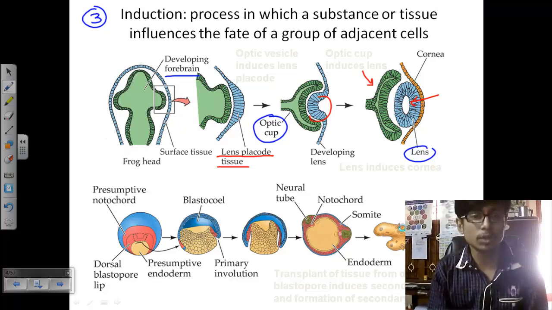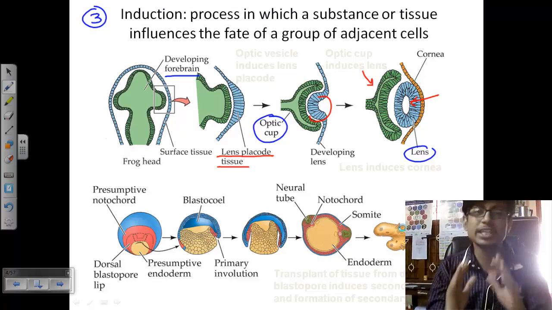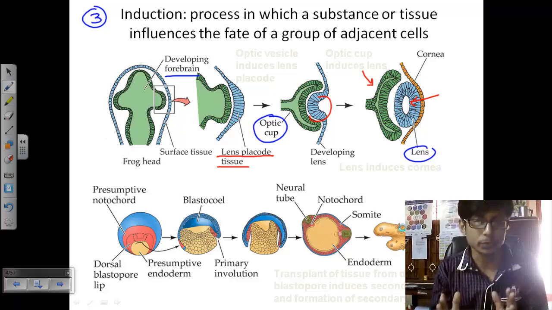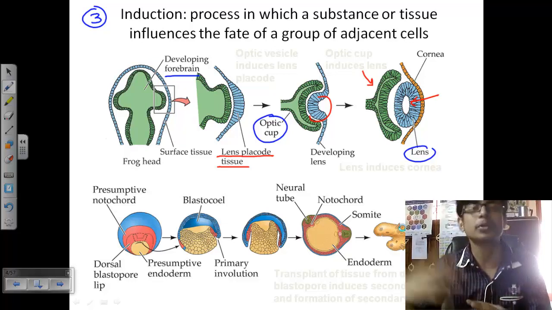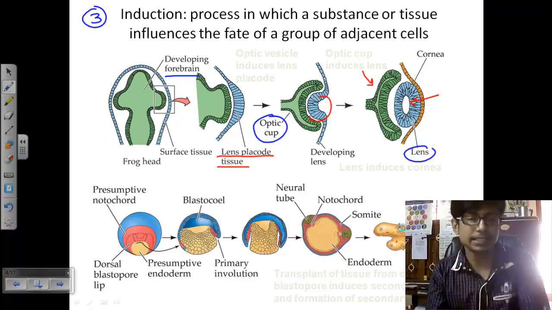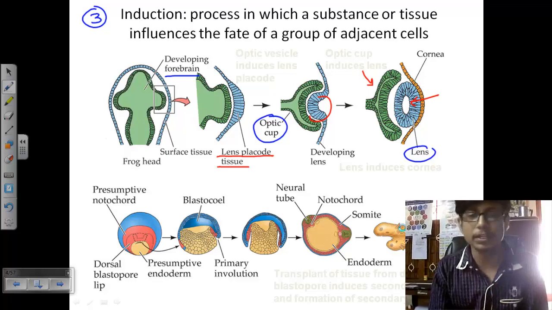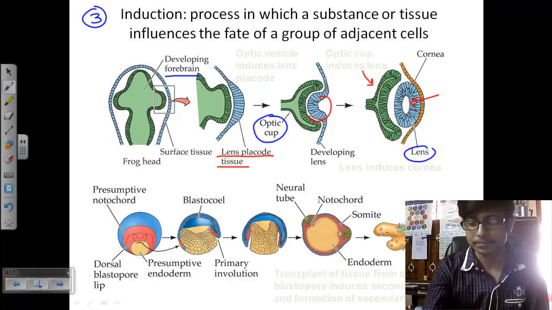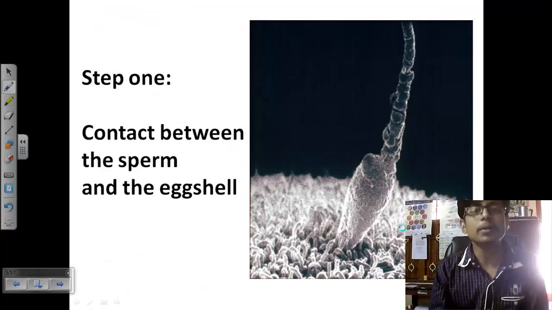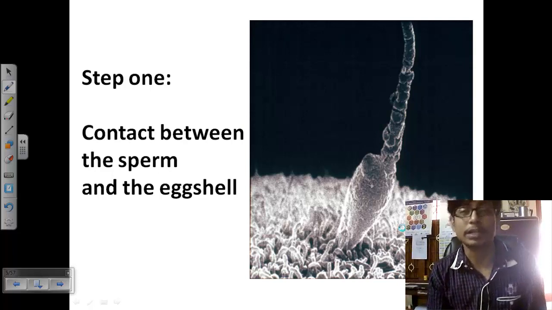And the third important concept is induction, where one type of differentiated cell or tissue influences the nearby cells to produce a different organ, right? In this case, you see the example of the forebrain of a frog helping to differentiate and produce the lens for the frog, right? So now we'll be talking about the differential sequential processes of development.